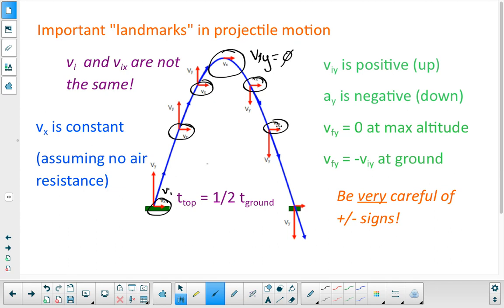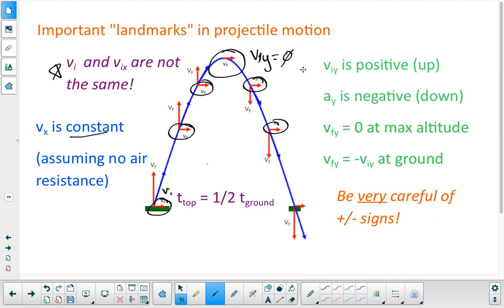So again, we've got to be a little bit careful with keeping track of your x's and y's. Make sure that you're aware that the Vi that's given to you has both horizontal and vertical components. So Vi and Vix are not exactly the same anymore. You've got to use components thinking. Vx, once you figure it out, is constant. It's going to be the same all the way throughout its motion. And again, we're doing our spherical chicken assumption of there being no air resistance.